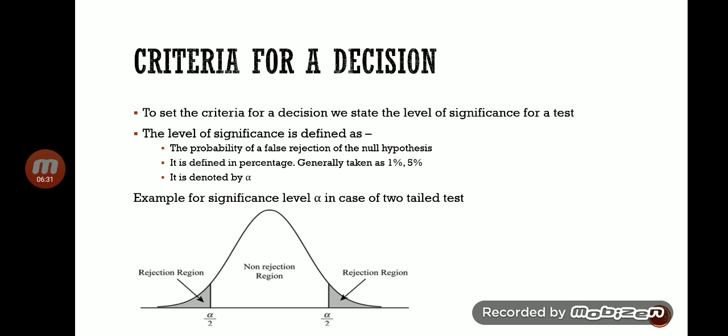The area which is shaded in gray over here is considered the rejection region. It means that if there is a sample mean lying in this area, then we will reject our null hypothesis. And the area which is not colored, which is in white, is considered the non-rejection region. That means that if our sample mean is in that particular white area, then we will accept our null hypothesis.